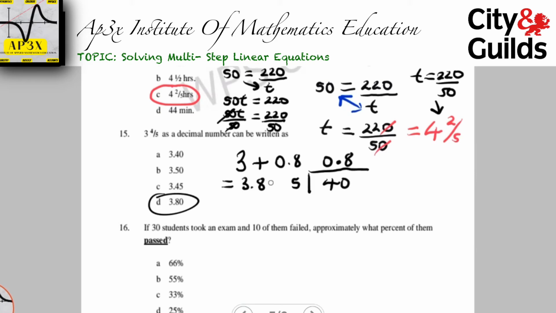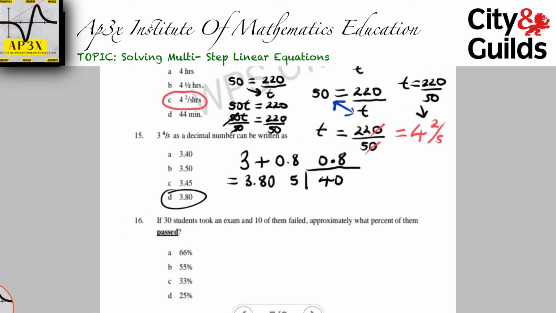If you want to put the 0, it's an insignificant value there. It's just a placeholder. So it's 3.8 or 3.80 there. But if you know what 4/5 is, 1/5 is 0.2, 2/5 is 0.4, 3/5 is 0.6, 4/5 is 0.8, and obviously 5 out of 5 is 1.